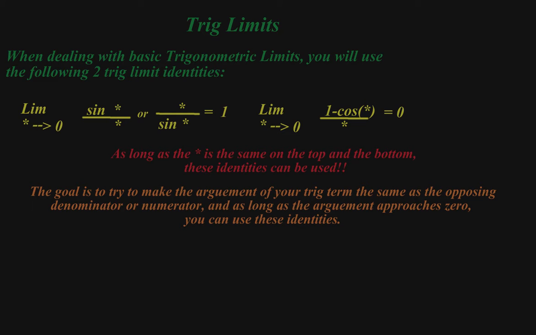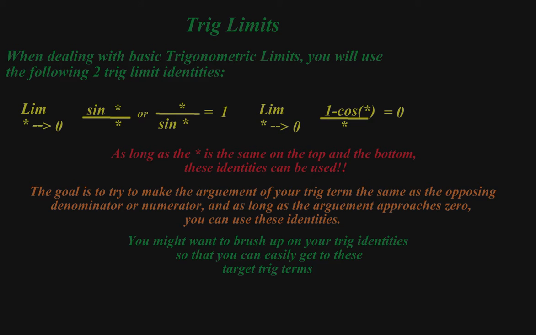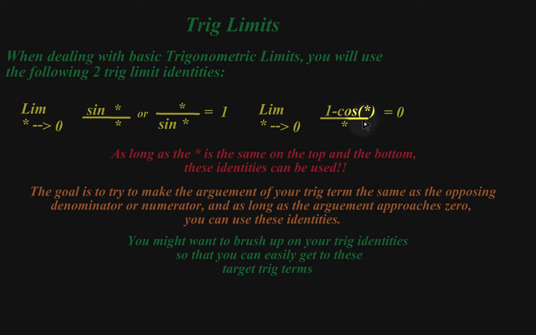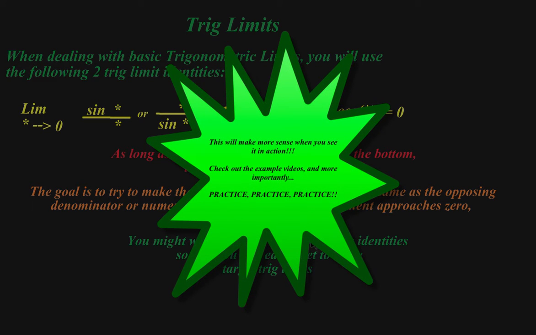You'll see this more apparent whenever you look at some example videos and try some on your own. You'll see they're not as bad as you think. You might want to brush up on your trig identities, your Pythagorean identities, double angles, stuff like that, just so you can manipulate easily and get to this 1 minus cosine or the sine by itself. Just check out all the videos, be patient, and you'll see it's not as bad as you think if you put in the work. As always, practice, practice, practice.